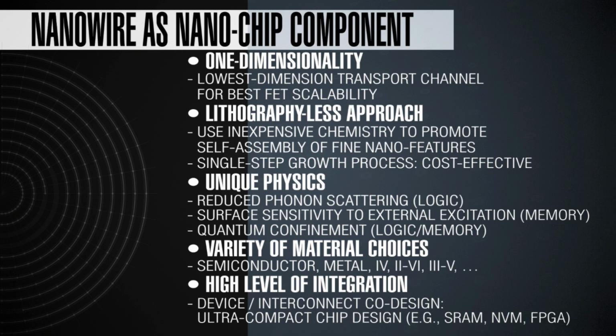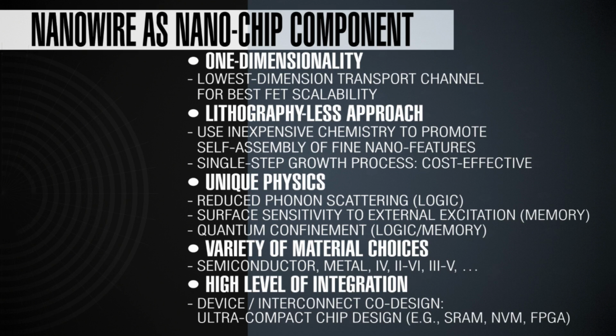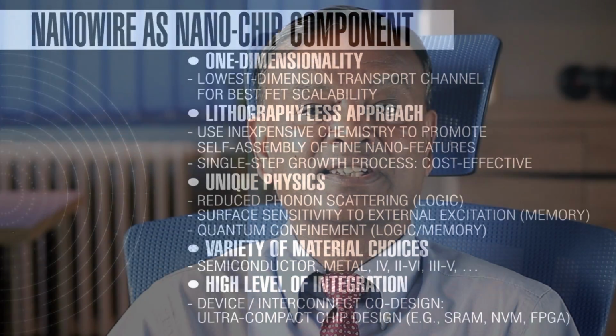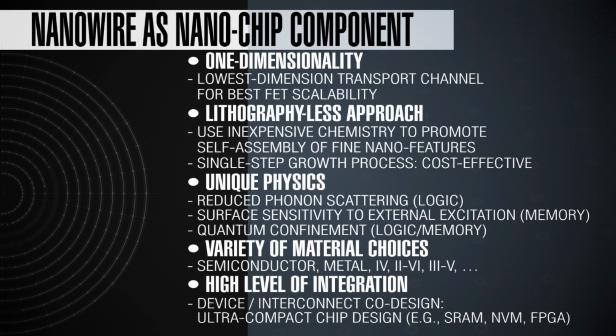There are a variety of unique physics possibilities. That includes reduced phonon scattering, which is useful for logic, and surface sensitivity to external excitation, which is very useful for memory. The quantum confinement I talked about would be ideal for both logic and memory. There are a variety of material choices. You can choose silicon and germanium, and then there are 3-5 compounds, there are 2-6 compounds, and for interconnects, you can still use metals.